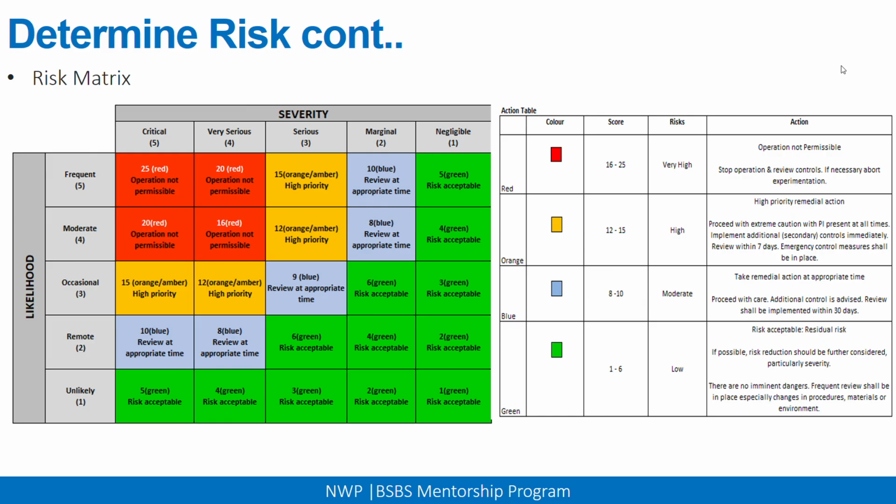So if your risk is falling anywhere where it's green, it means that's a low risk. If we need to describe it in scores, anything between 1 to 6 is low. Then blue will mean it's a moderate risk, which is anything between 8 and 10. And then orange, which is a high risk, so anything between 12 and 15 is a high risk. Then red is very high risk, so anything that will fall between 16 to 25.